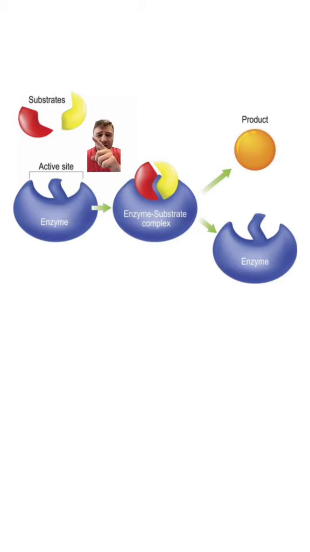Notice how the two substrates are going to look a little bit like the active site. That's because the active site is the location where the substrates and the enzyme are going to meet. When the enzyme binds with the substrate, it forms that enzyme-substrate complex.